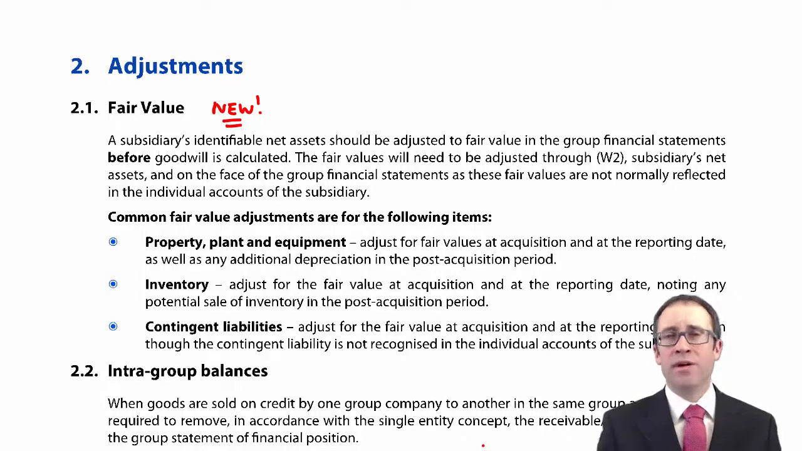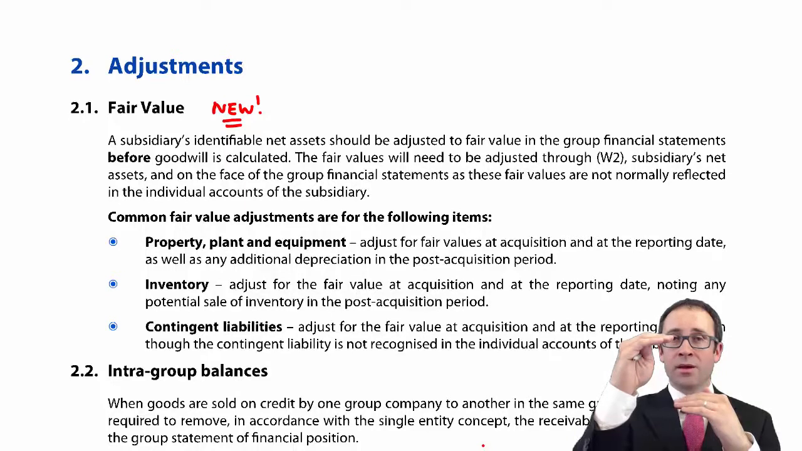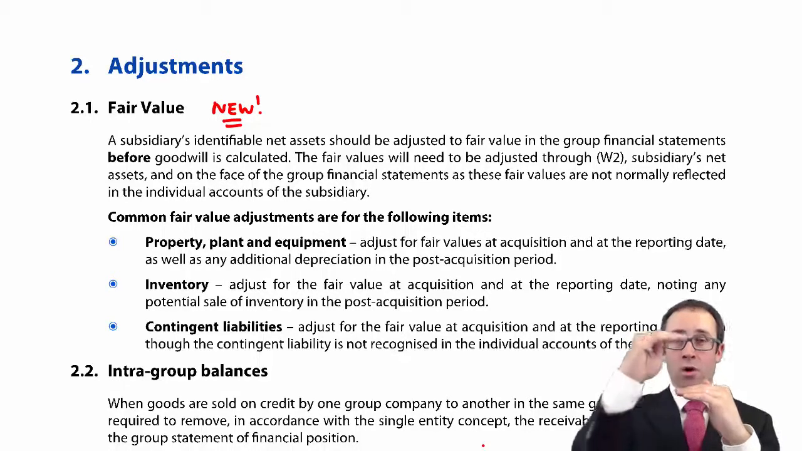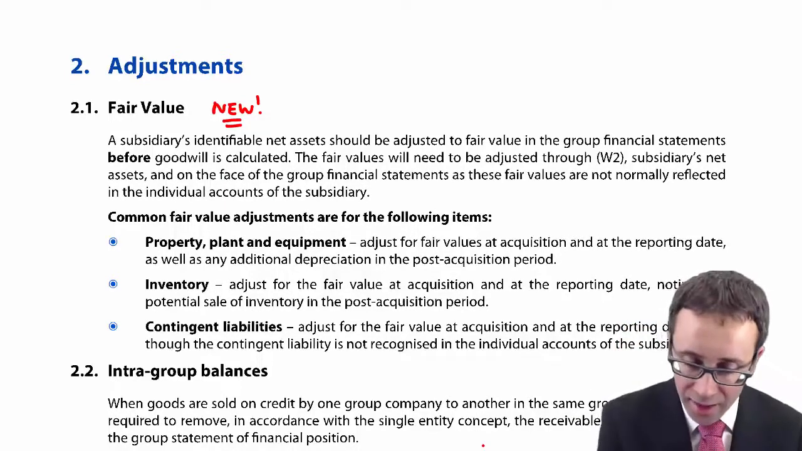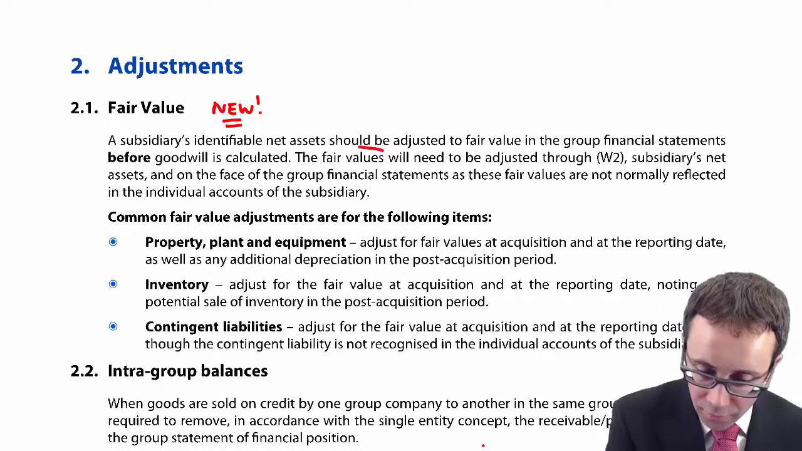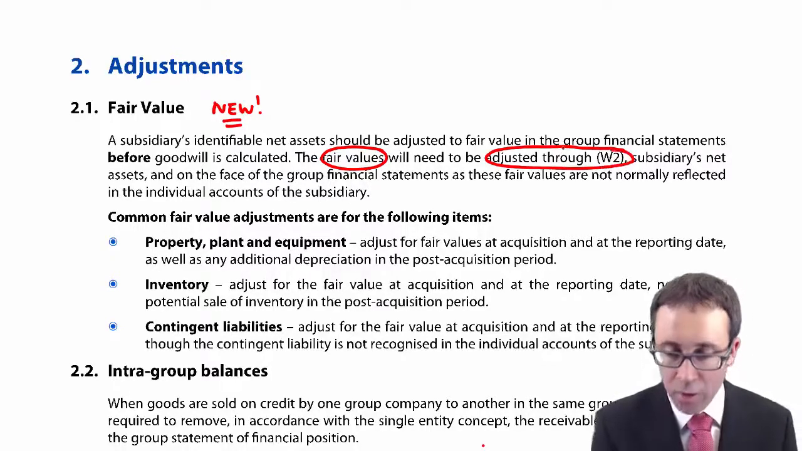But that's the book value of the assets less the liabilities. What happens if this is the book value and this is their true worth? What happens if the fair value is greater than the book value? Well, what we need to go through and do there is, in our working 2 for the net assets, we need to get the net assets from their book value up to their fair value. So we need to ensure that your fair values are adjusted through working number 2.